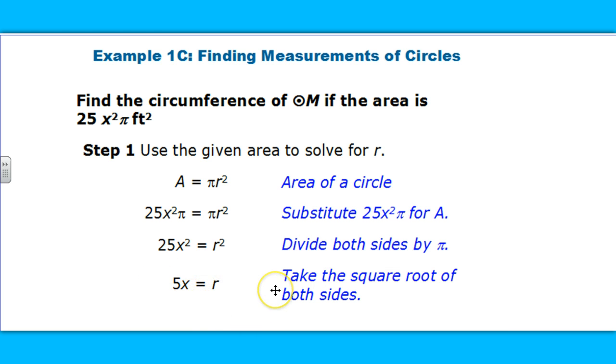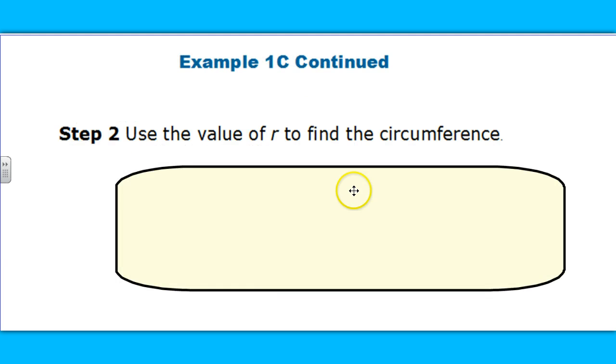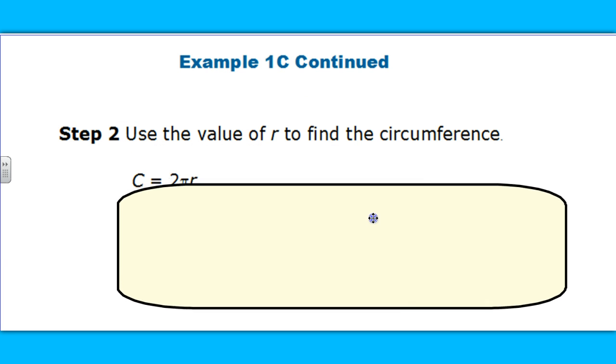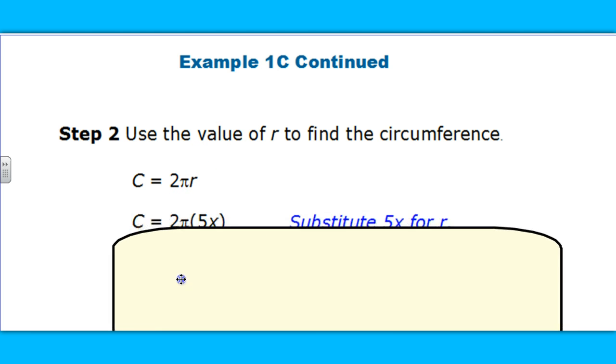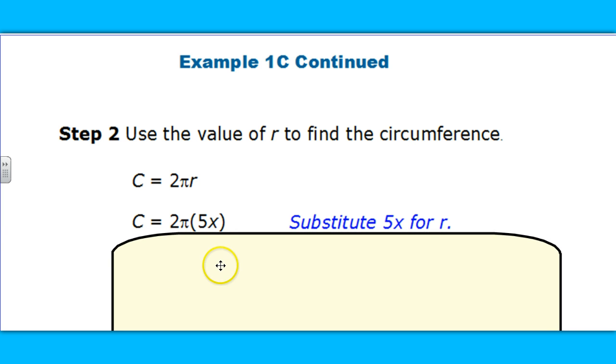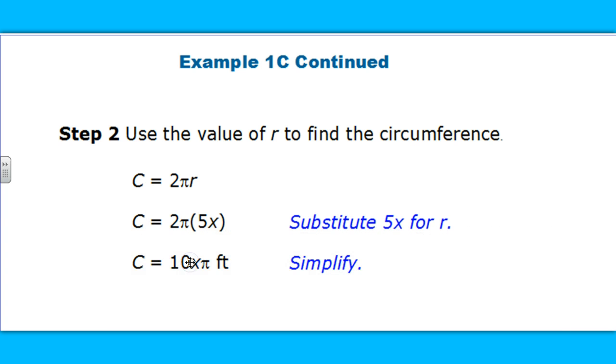Okay, if we have r equals 5x, we can now go find the circumference. So let's jot down our circumference formula, and now we substitute the radius that we just found, right? And when we do, let's simply solve. What property can we use to multiply 2 and 5 together? That's right, the commutative property, and we end up with 10x times pi feet. This is the circumference.